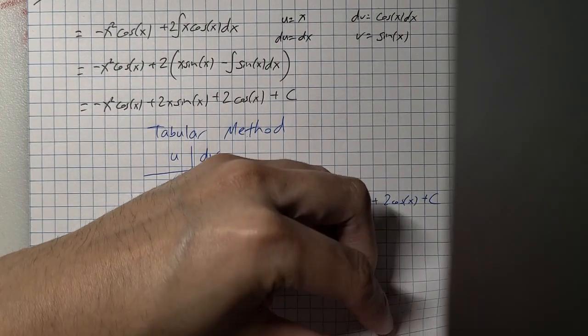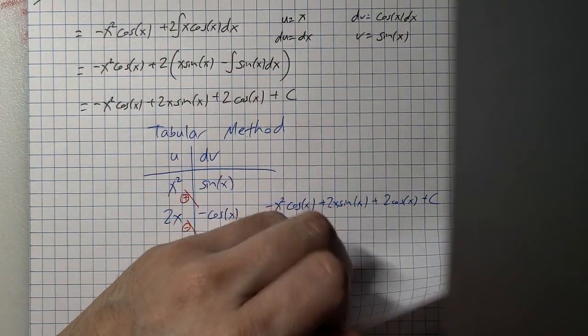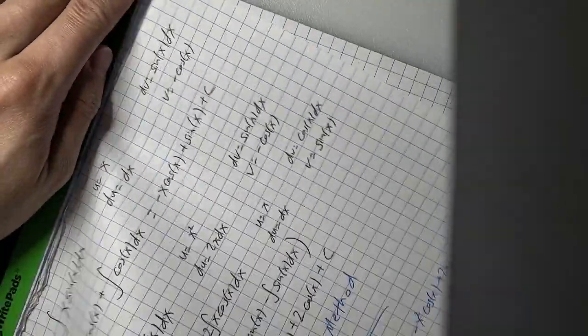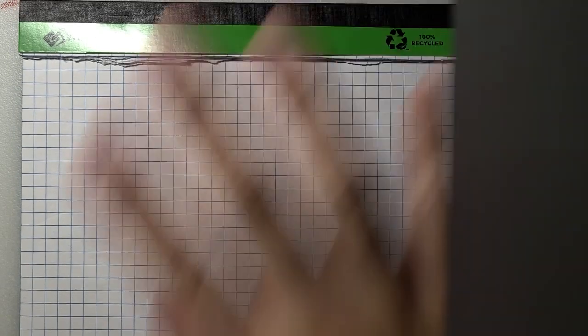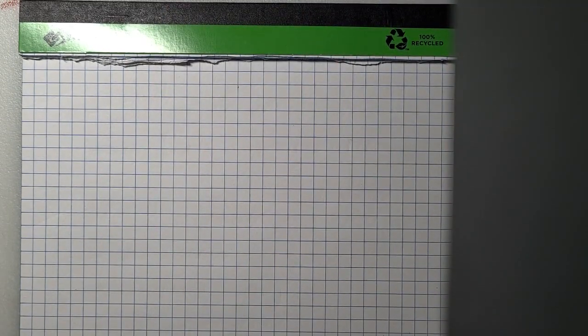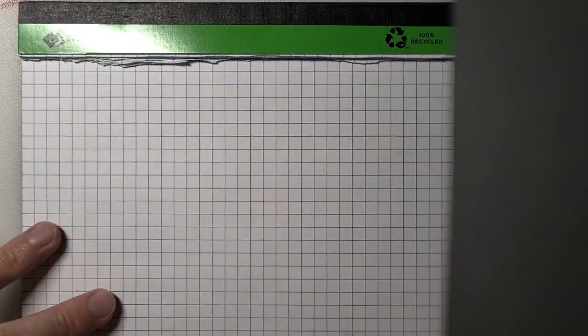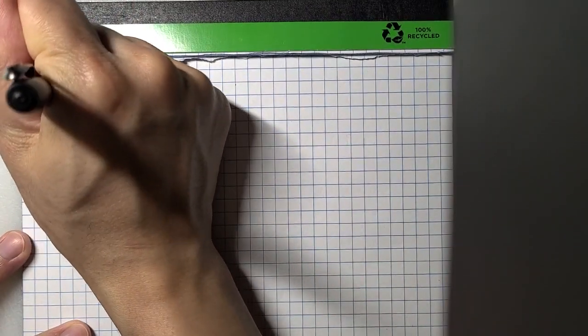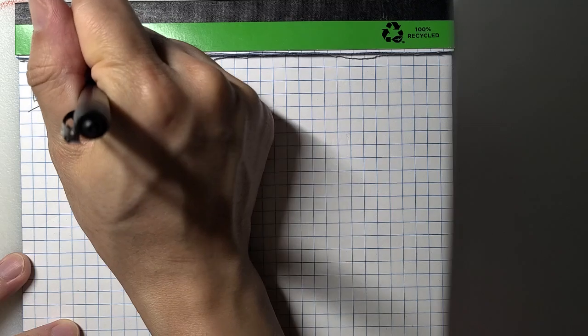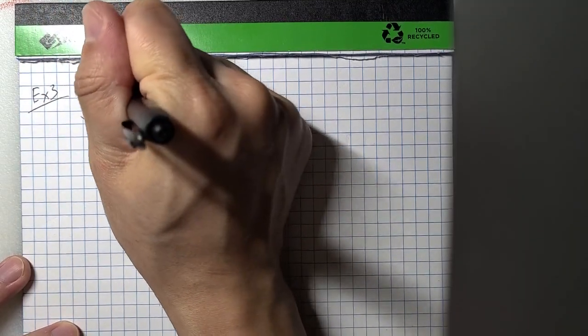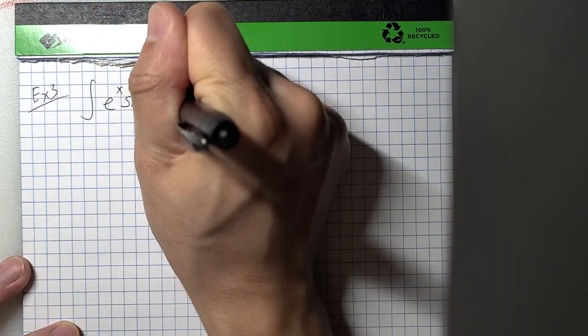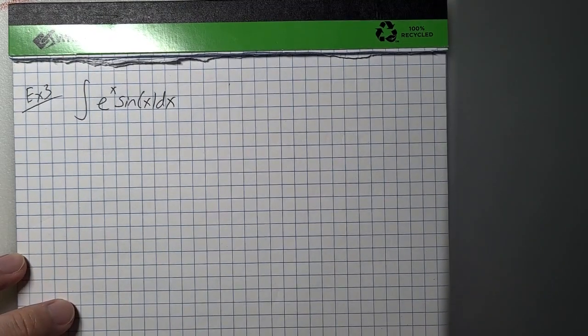And then finally, we'll do an example where, I don't know how to describe it, but once you see it once, you know how to do it, okay? So let's do example 3. We have the integral of e to the x sine of x dx, okay?